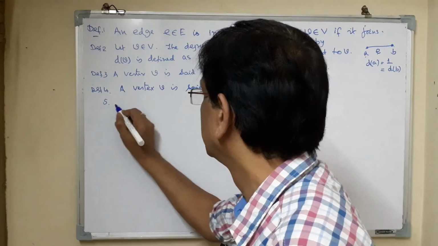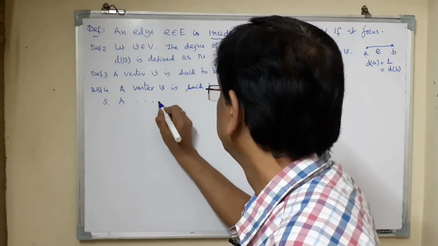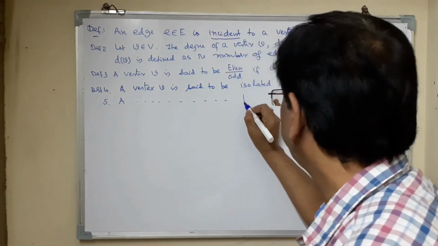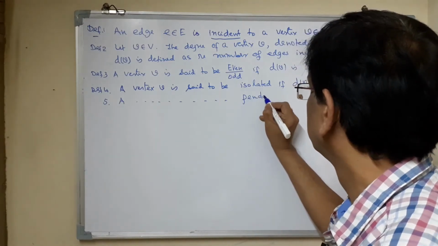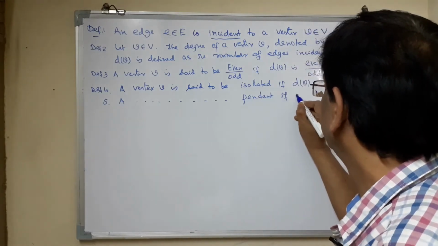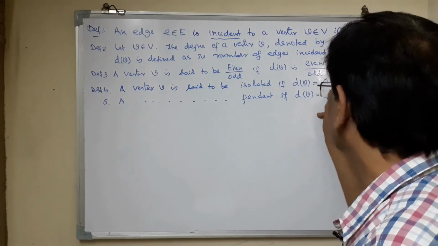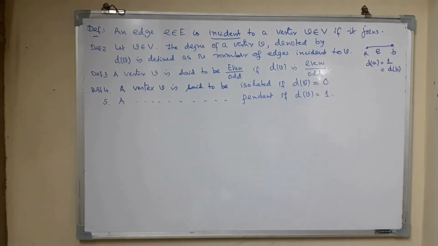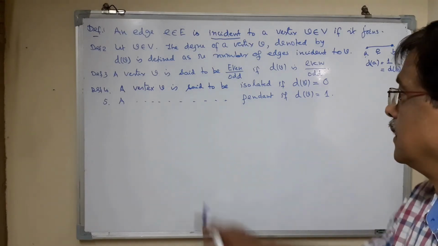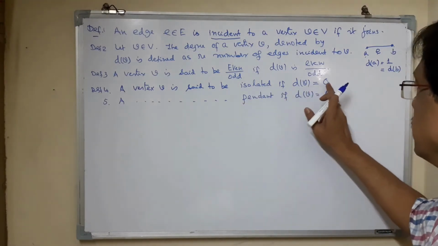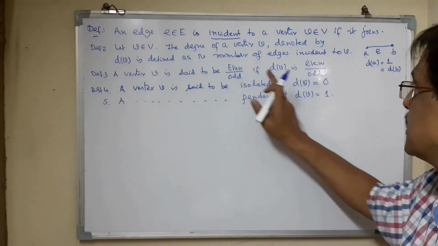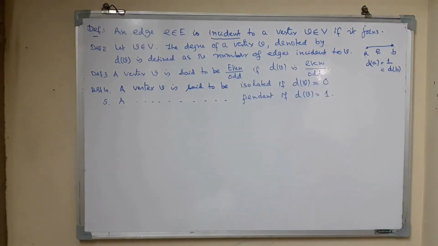Definition 5, a vertex V is said to be pendant if the degree of V is 1. Now we have all the possibilities. Pendant vertex, the degree of V is 1. Isolated vertex, the degree of V is 0. Even vertex, if the degree of V is even. Odd vertex, if the degree of V is odd.